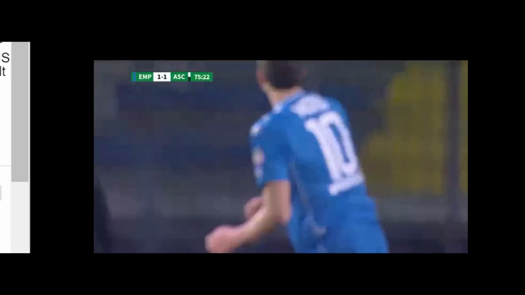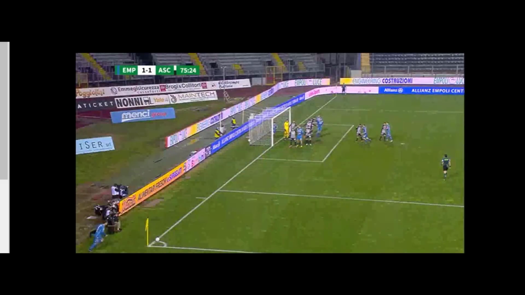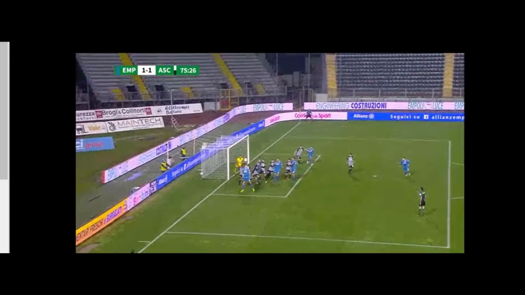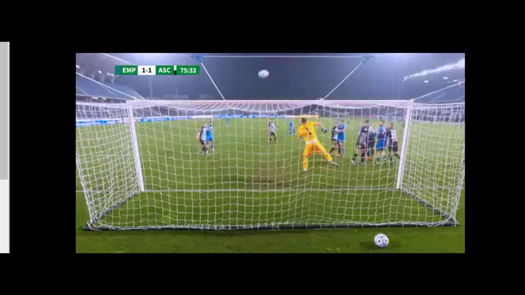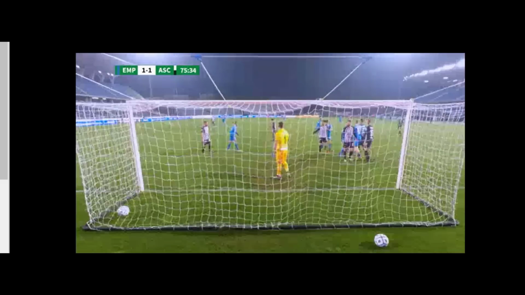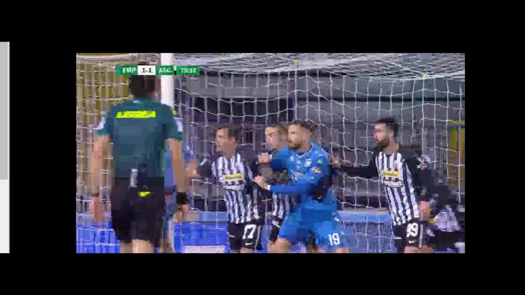So anyway, Empoli won, Ascoli won. Like I said, I'm not going to cash this out. I'm going to let it run. If Empoli can win, great. If not, I don't lose any money. And you can see the goal there as well. Pretty nice header. Okay. So anyway, like I said, just a quick example showing you why you might want to let the free bet run rather than cashing it out.